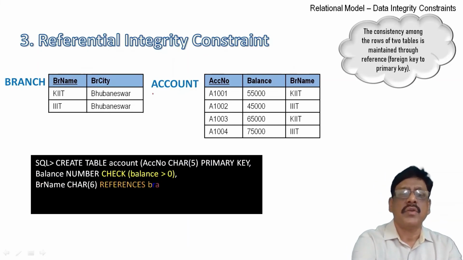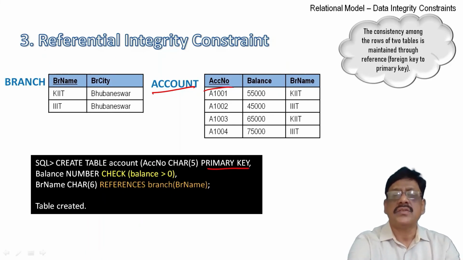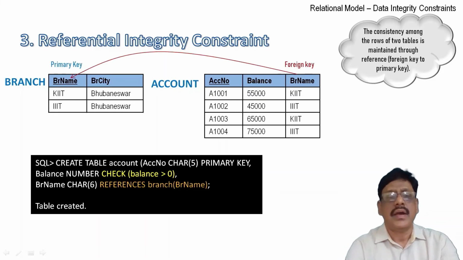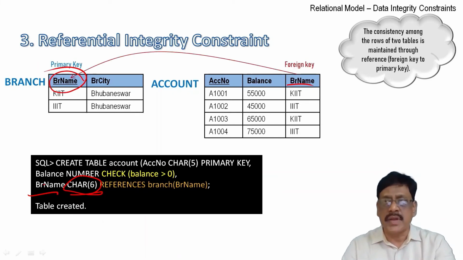We write create table account. Account number is a primary key. Balance, we declare a domain: check balance greater than 0. And the branch name, it is a foreign key. We write character 6, because character 6 must be the type and size of the branch name, that is the primary key of the branch to which it references.